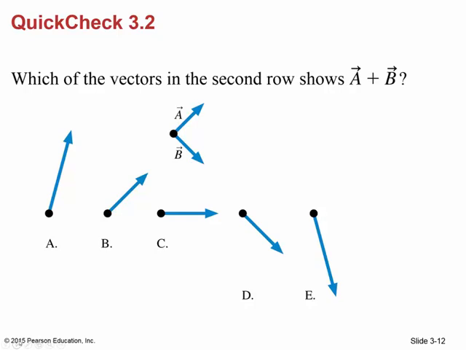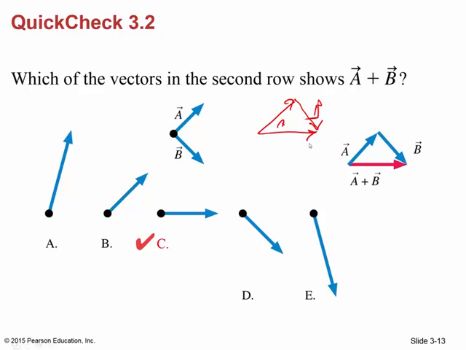Which of the vectors in the second row shows A plus B? Well, if we take A and do the tip to tail method, A plus B, so we got A, and then we've got B. Which one's it going to be? Well, of course, it's going to be C. So we got A, and we got B, well, looky there. There's our resultant. So that should be what it looks like, and it's that one right there.